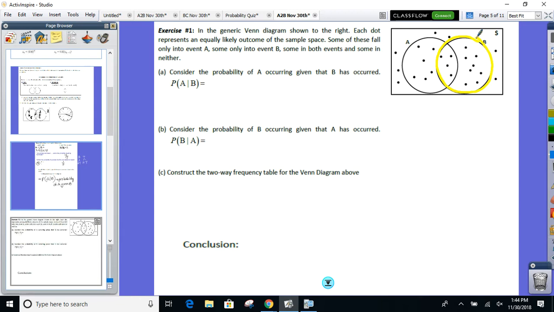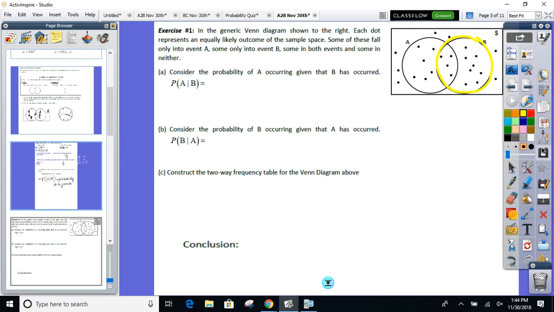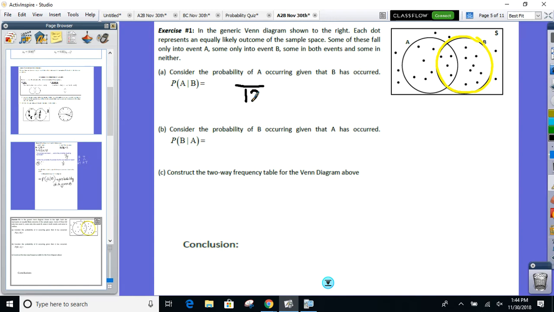There are 12 total that are in B. Everyone agree? All right, so that is your new total now. Since B, I'm only looking at B now, out of 12, not the whole thing anymore. We're not going out of the total anymore. We're going off of what was given. So out of B, B happened. How many are from A? 1, 2, 3, 4. So the probability of A happening given B just occurred is 4 out of 12.